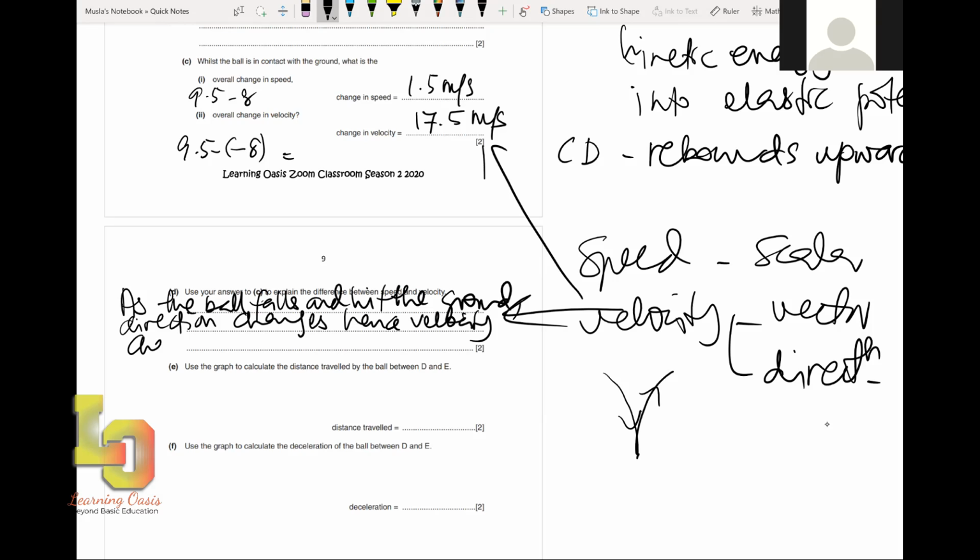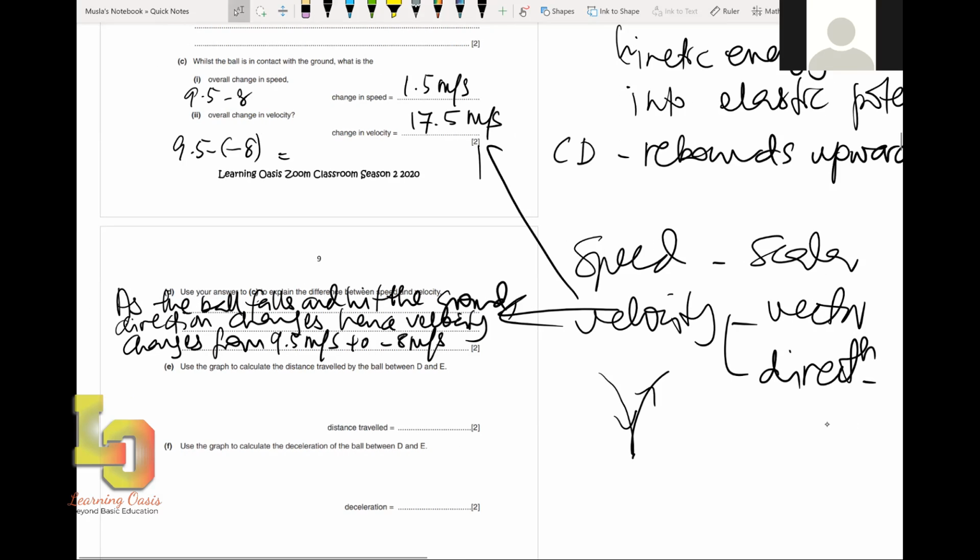From what? From 9.5 meters per second to negative 8 meters per second. Understand? Get it? See what I'm trying to say here? If I ask you speed, just speed, it is a scalar quantity, velocity is a vector quantity. But in context, you have to be able to explain it in context.